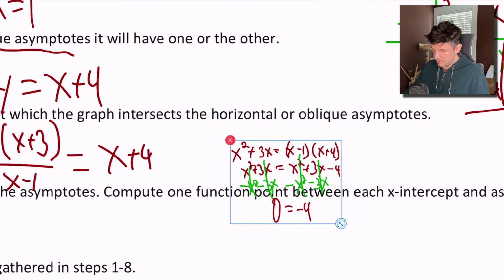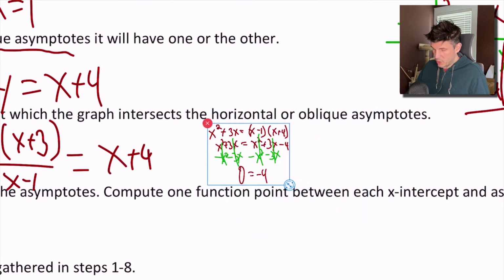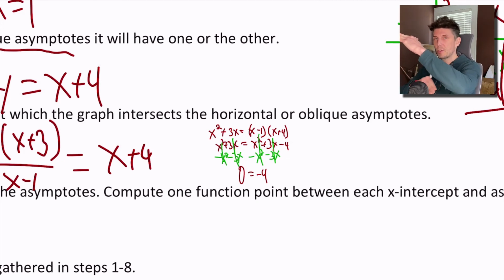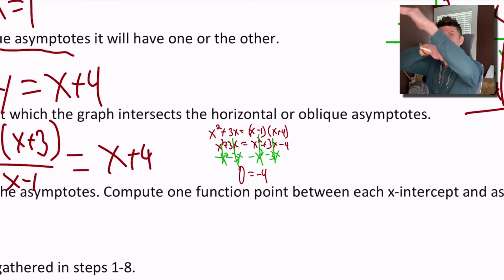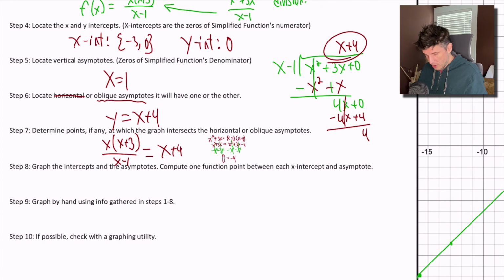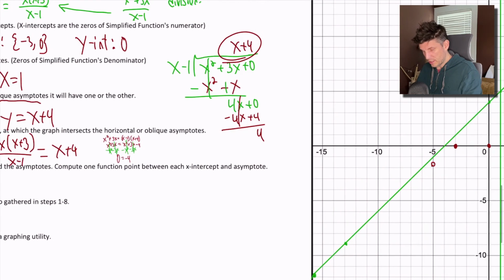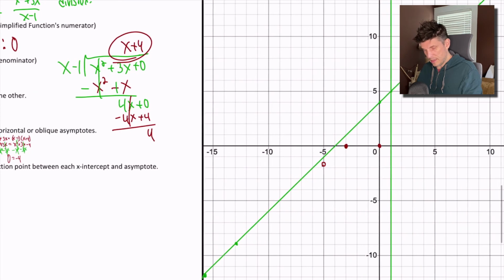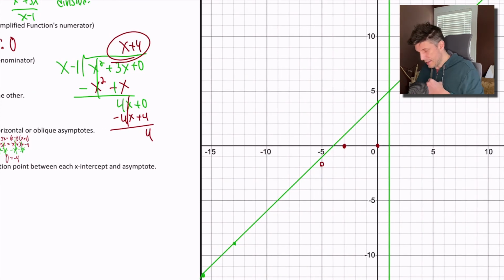That means ultimately that there is no intersection value between our end behavior model and our actual function. So that's great. If we're on one side of that oblique asymptote, we're going to stay there. We're not going to ever poke through and come out the other side. So then we know it's a good guide for our graph. So I think we're pretty much ready to go here. So they do recommend computing a point between the x-intercepts and the asymptotes.